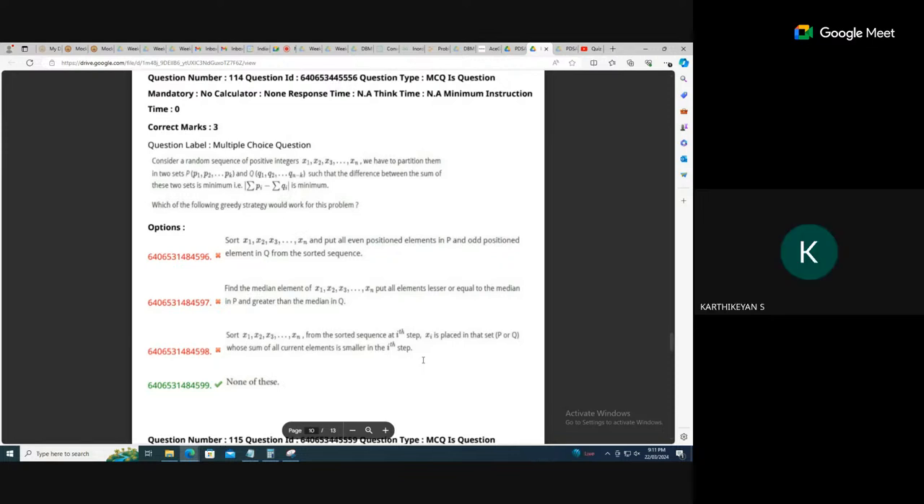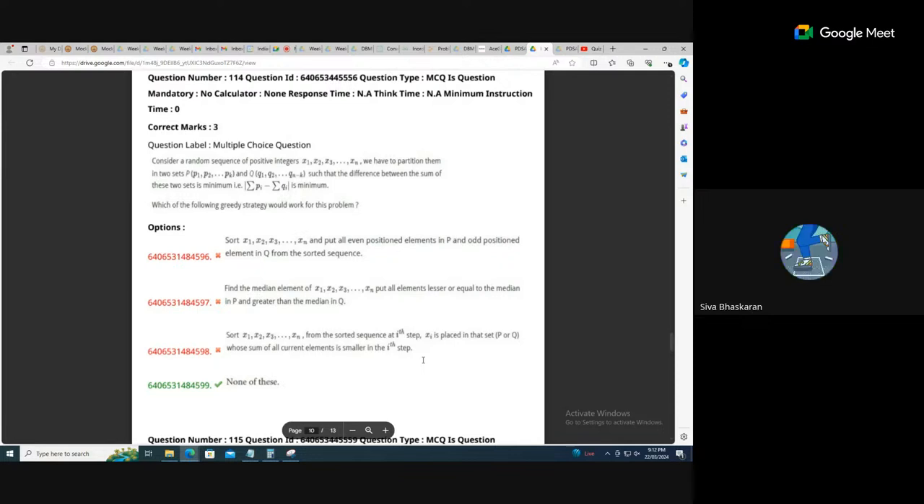I think I need to think some. Actually, say there is a new method. Actually, we don't have the suitable greedy method for this particular problem. I think so. I'm not sure. Even I searched it, for finding of this greedy method for finding of two sets of minimum.